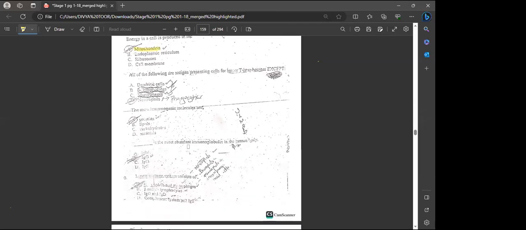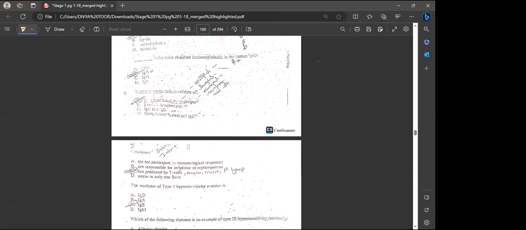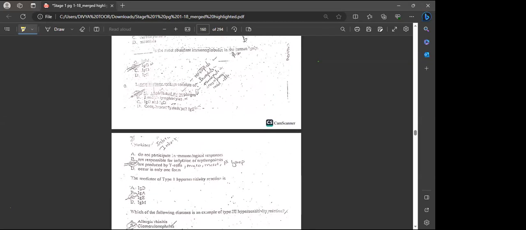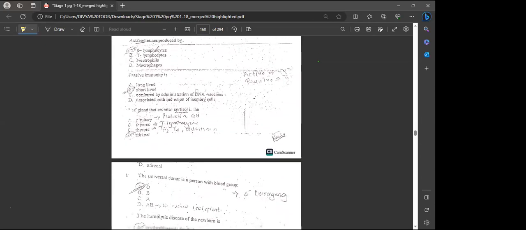And then all the following are antigen presenting cells for helper T lymphocytes. I think this is immunology. Yeah. So I guess we can go because the rest are also asking for the same. What is this? Okay. Innate. Cytokines. Okay. Let me move on if you guys are fine.